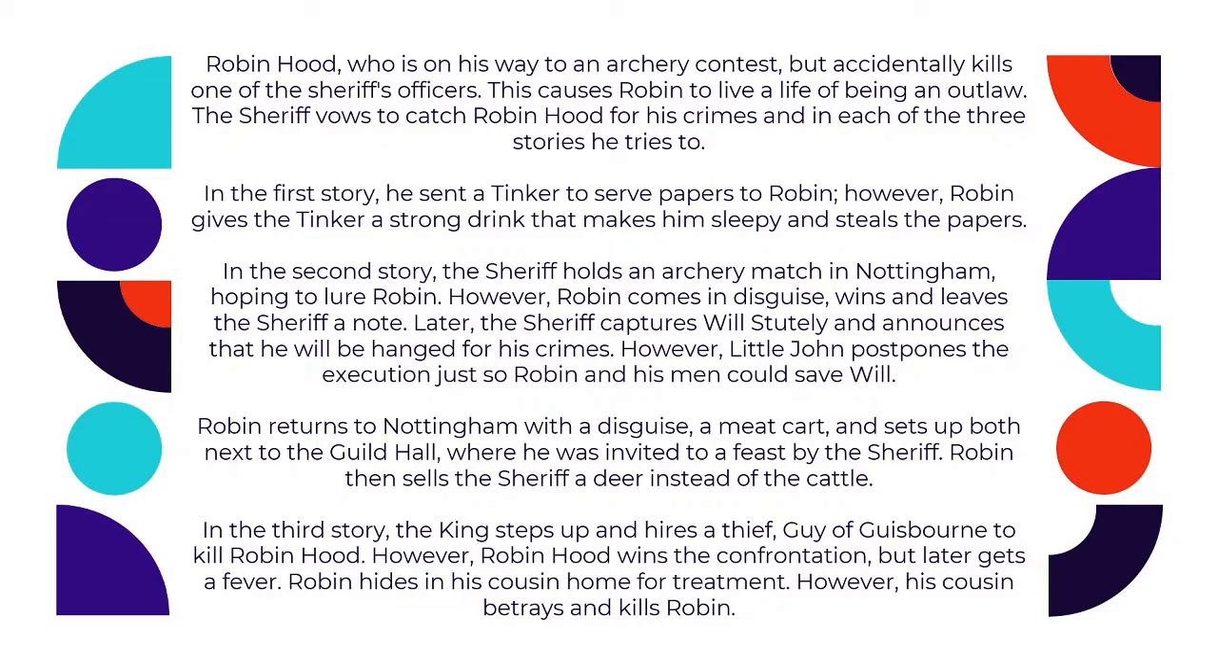In the second story, the sheriff holds an archery match in Nottingham, hoping to lure Robin. However, Robin comes in disguise, wins, and leaves the sheriff a note. Later, the sheriff captures Will Stuntly and announces that he will be hanged for his crimes. However, Little John postpones the execution just so Robin and his men could save Will.